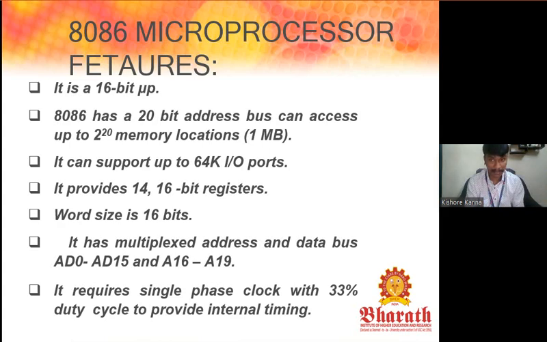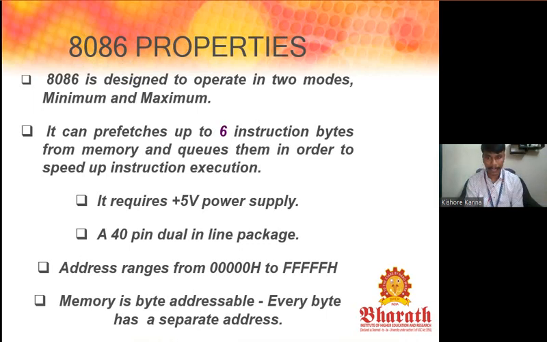It has a 33% duty cycle for providing the internal timing of the 8086 microprocessor, and these are known as the features of the 8086 microprocessor that make it an advanced microprocessor when compared with its previous generation. And now we are going to see the properties of the 8086 microprocessor. 8086 has been designed to operate in two modes.